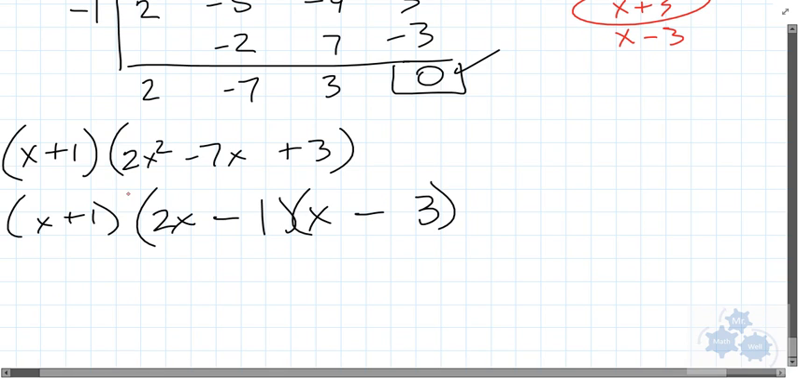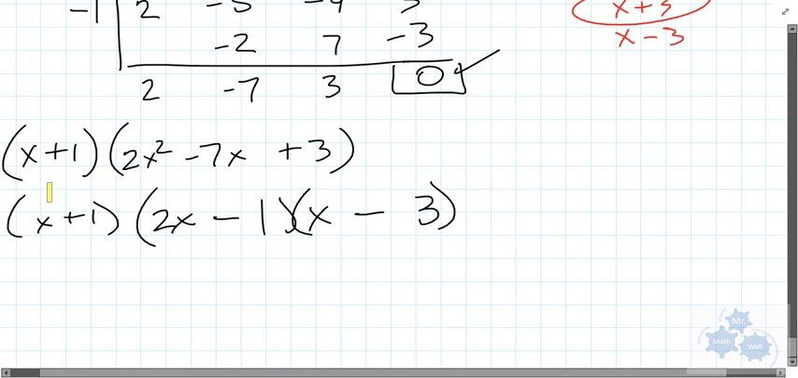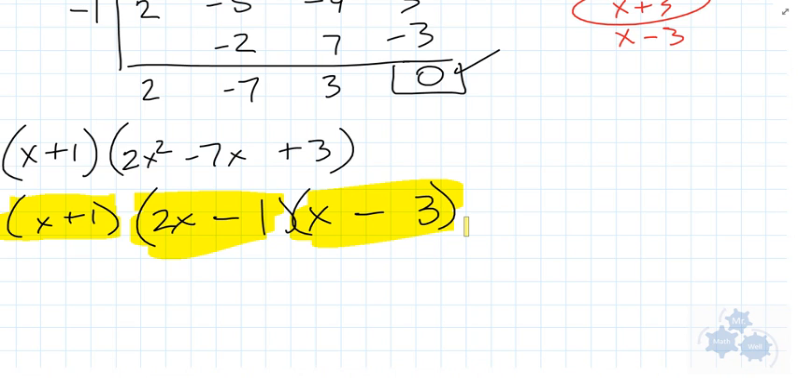So this is now the fully factored form of the polynomial. That is fully factored. There's one factor there, here's another factor, and a third factor. So this is what you're going to have to do. This is a question you're going to have to do. That's the whole point of this lesson.